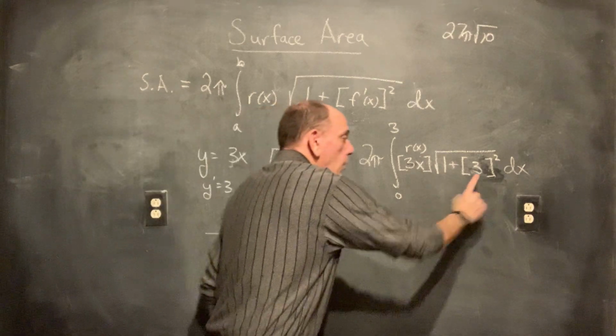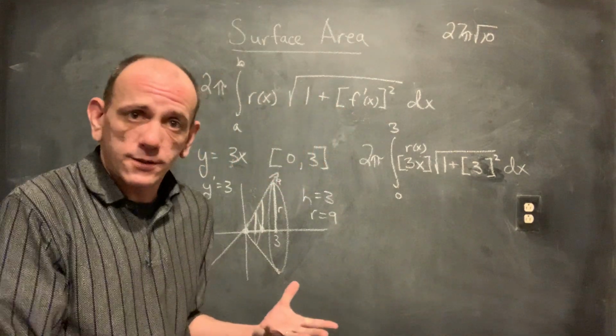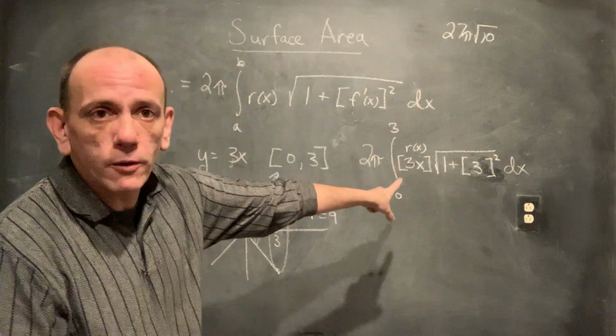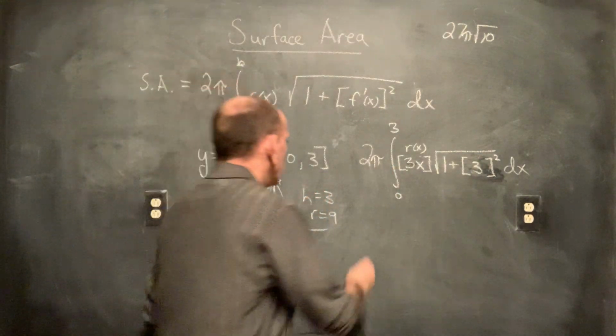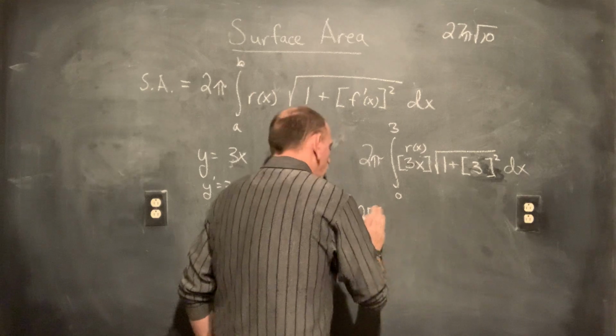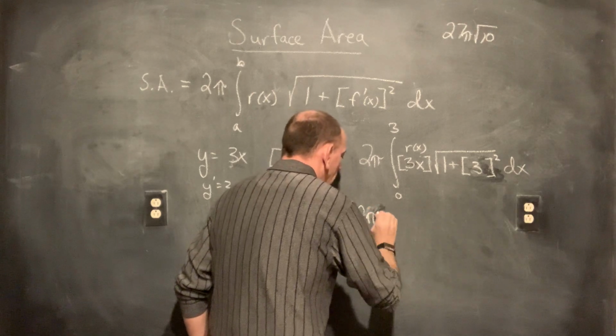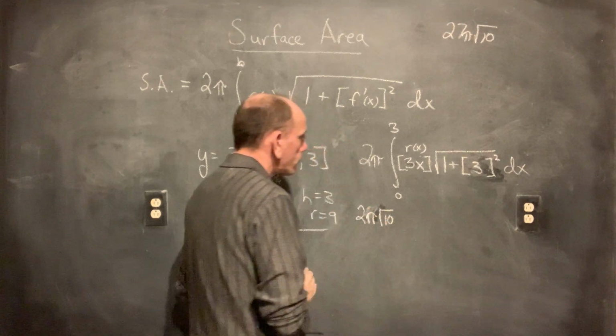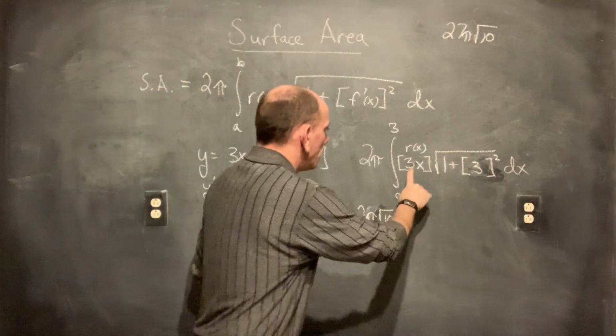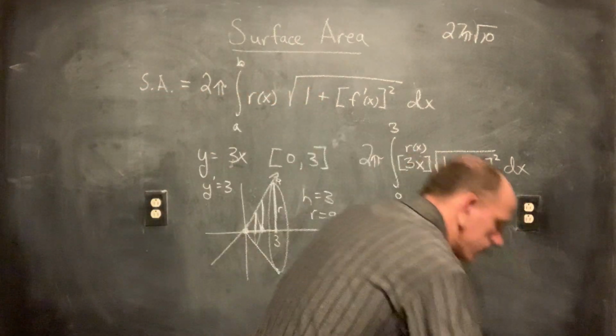Nice. Well, this one we don't actually have to do a whole lot of work. That's just a constant. So we've got the square root of 10. I can pull that out. So 2 pi root 10. Actually, I can pull this 3 out as well. So let's make that a 6.